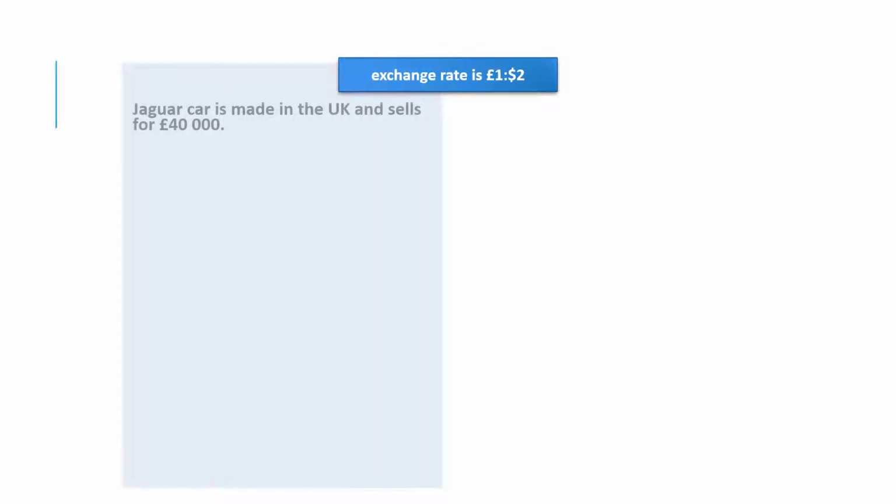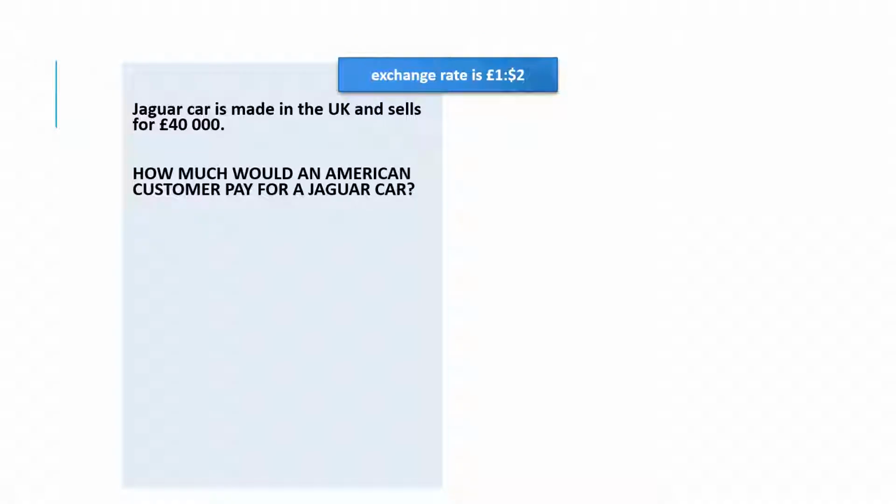Let's have a look at a worked example. Let's imagine the exchange rate is £1 to $2. And in the UK, Jaguar are making cars, and the price of a Jaguar car is £40,000. If you were an American, how much would you pay for a Jaguar car in dollars?